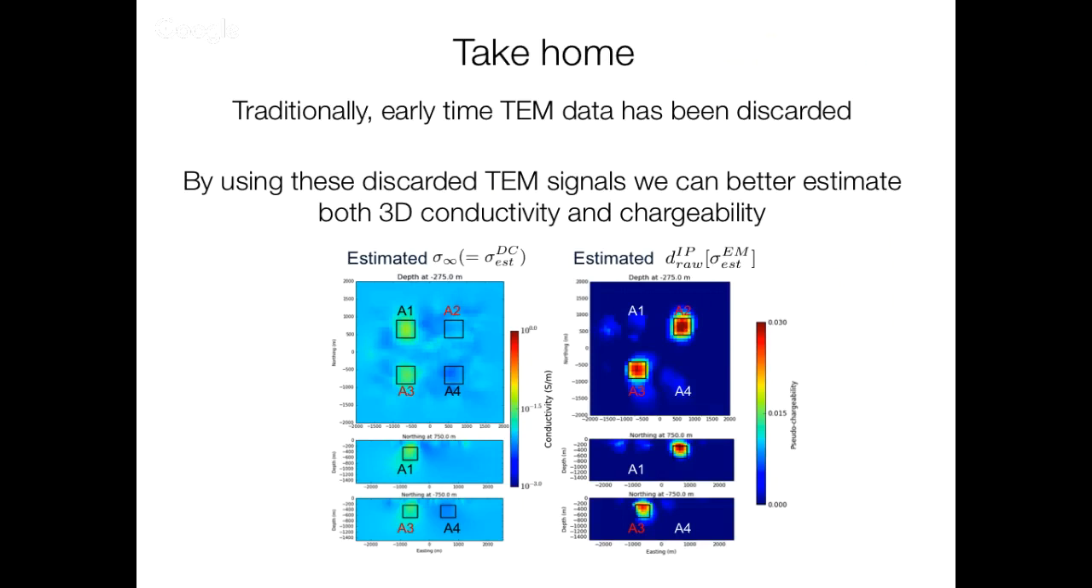But I guess the take home is that traditionally these early time data have been discarded, but we could use those to get a better estimate of both 3D conductivity and then, by doing this subtraction, what the total chargeability is.